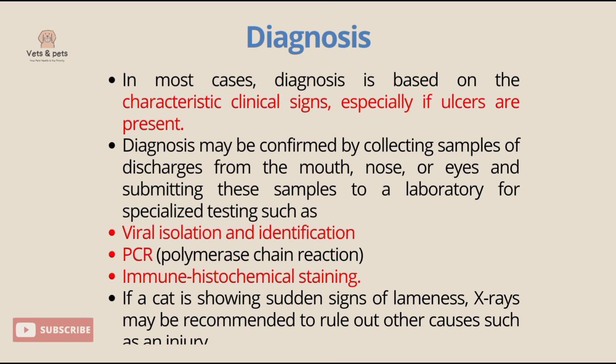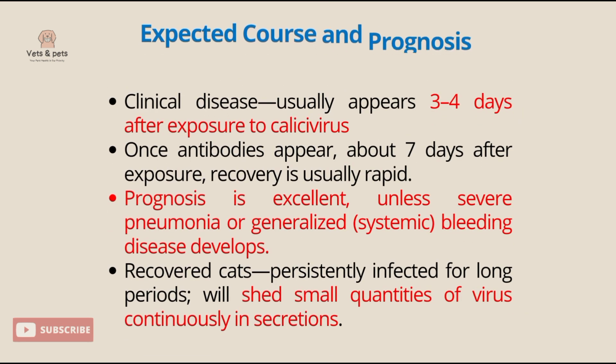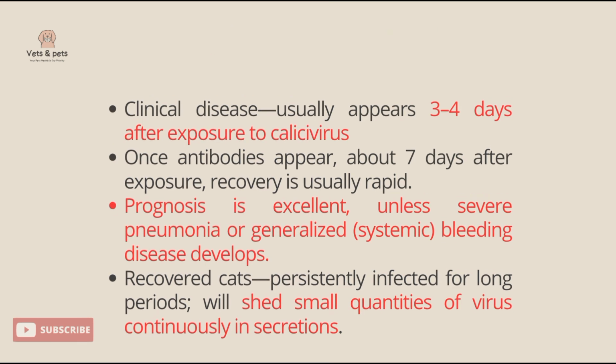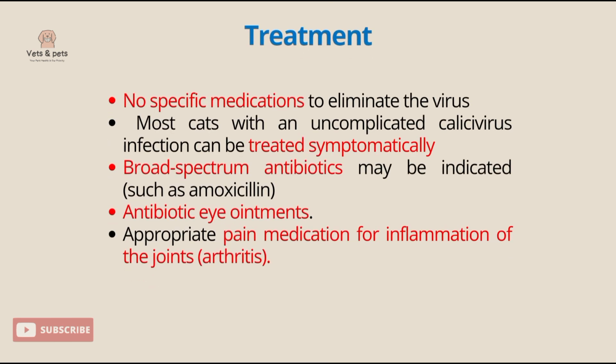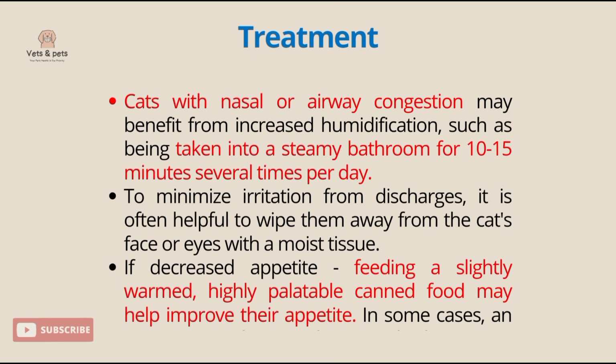Now we will discuss clinical findings. Acute respiratory infection, acute URI, is the most common manifestation of FCV infection. Typical signs include sneezing, nasal discharge, ocular discharge, conjunctivitis, ulceration of the tongue, lethargy, inappetence, and fever. Signs may last from a few days to a few weeks and vary in severity. In young kittens, the virus may also cause pneumonia.